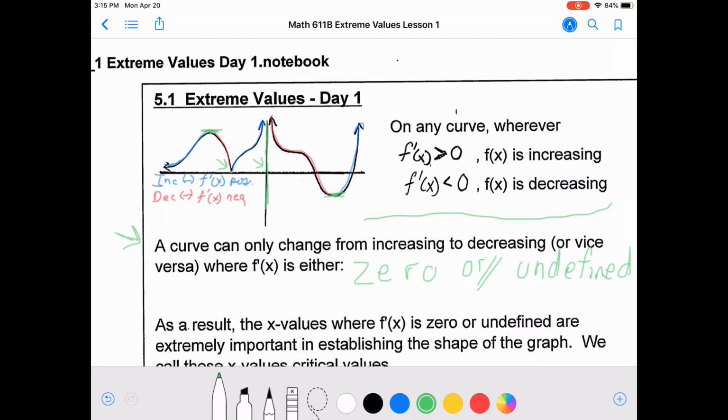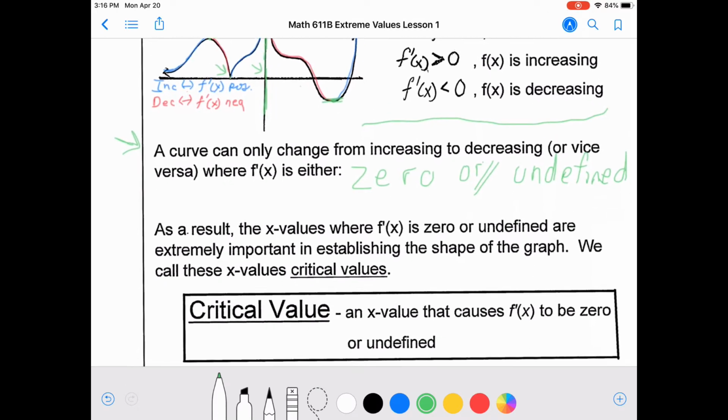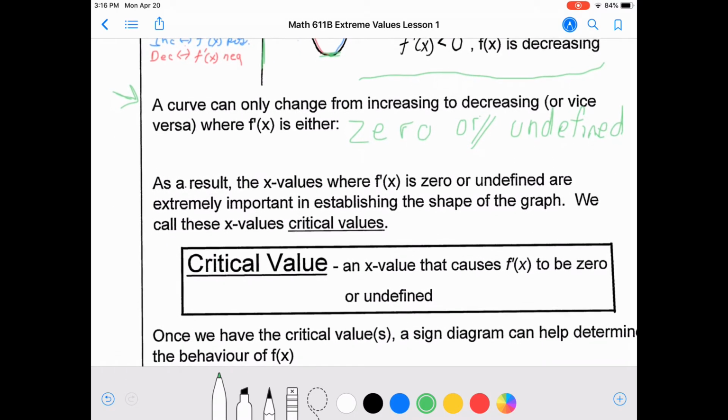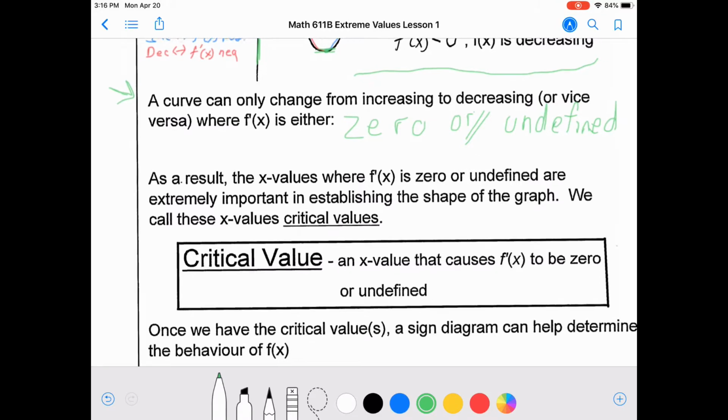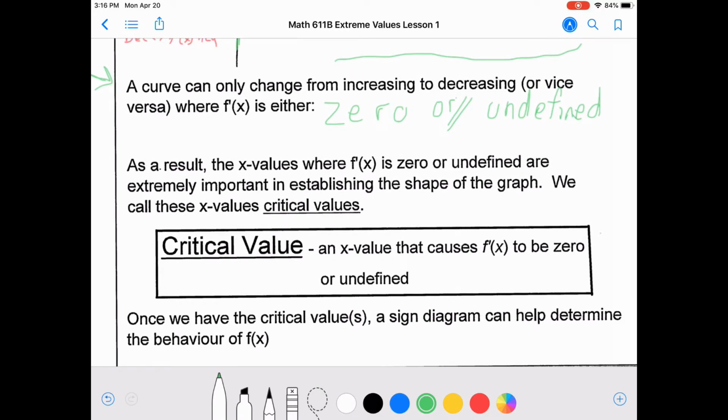So as a result, we care a lot about the places where slope is either 0 or undefined. They're really the quick way for us to establish the most important points on the graph, the places where we might have a max or a min. And so we call those types of points critical values. A critical value is an x value that causes f prime to be 0 or undefined. Once we find out the critical values on some function, then we can make a sign diagram around them to help determine the behavior of f of x. And that means that we can more accurately draw some higher order polynomials.